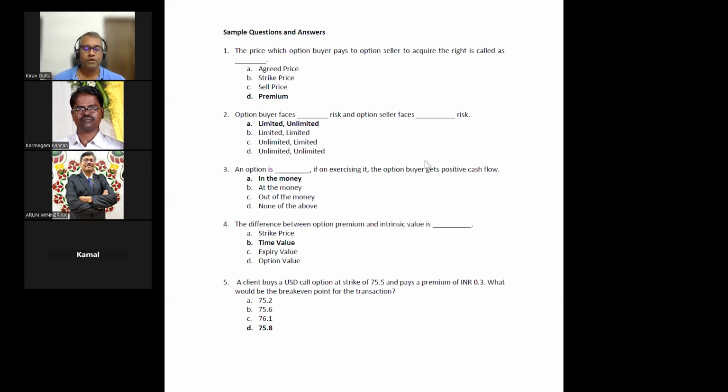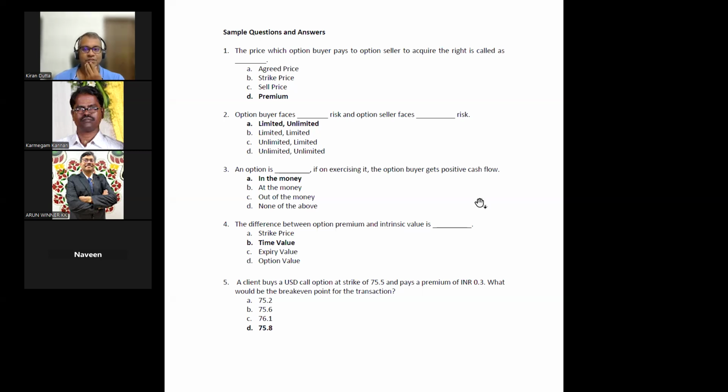Cool. Thanks. Okay, let's attempt these questions, guys, and we'll quickly go through interest rate derivatives, and we won't take much time in interest rate. Yeah. Price at which the option buyer pays the option seller to acquire the right. What is it called? You have to answer there anyways. Yeah, premium, right? Okay. Option buyer faces dash risk, and then option seller faces limited or unlimited? Yeah.